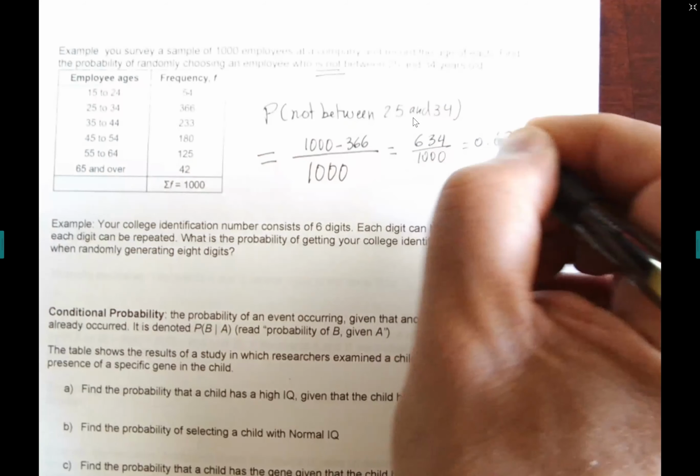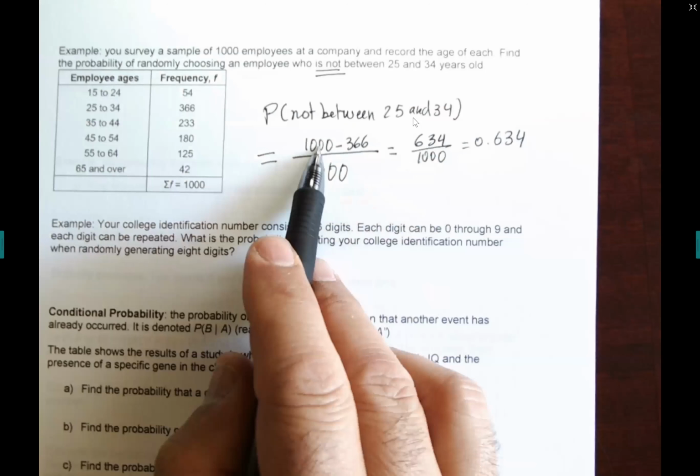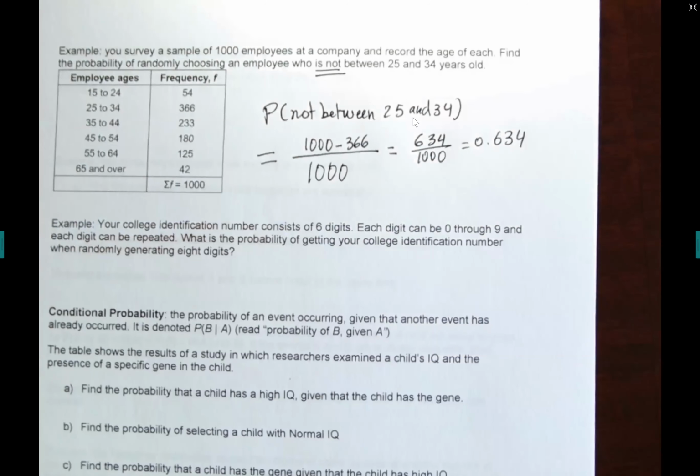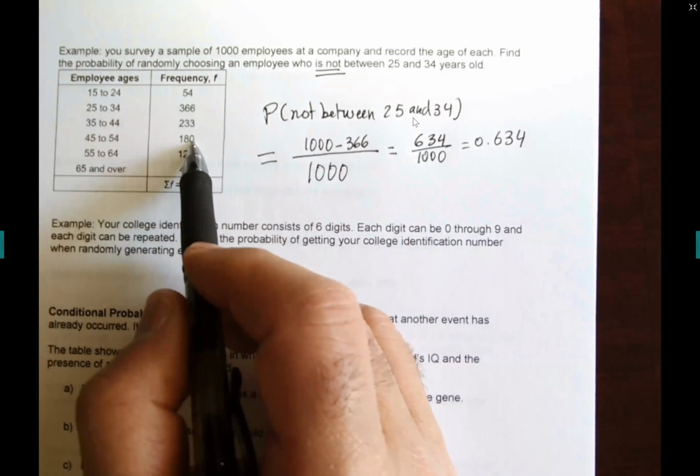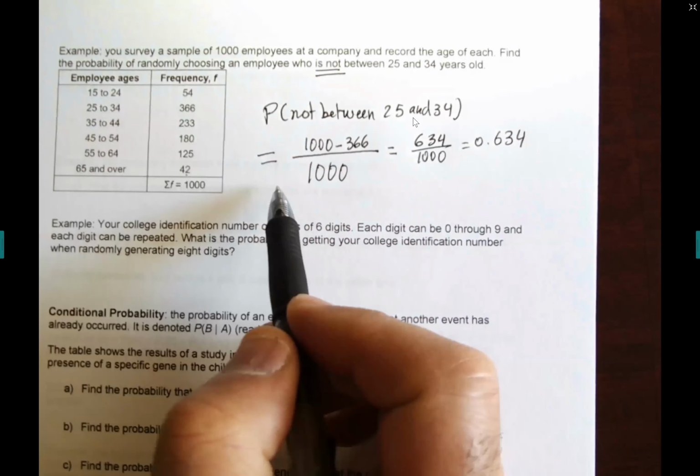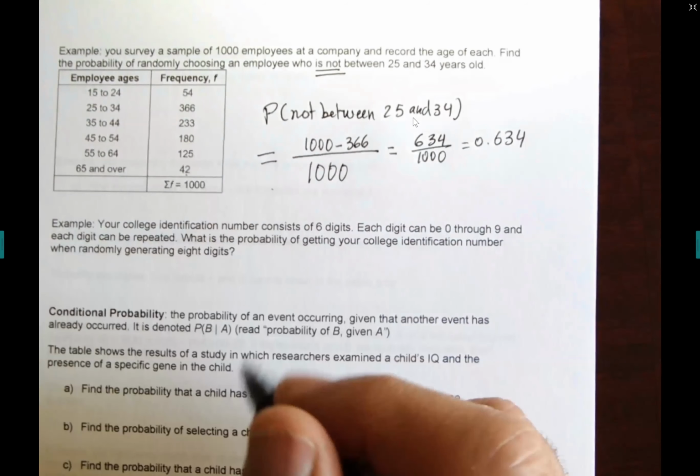So that's the complement, guys. 100% minus the one that we don't want. Another way to do it, I did this morning. A student says 54 plus 233 plus 180 plus 125 plus 42 divided by 1,000. I say that's correct too. You can do it this way, but it's faster that way.